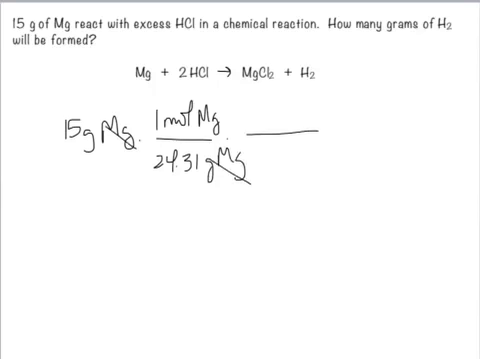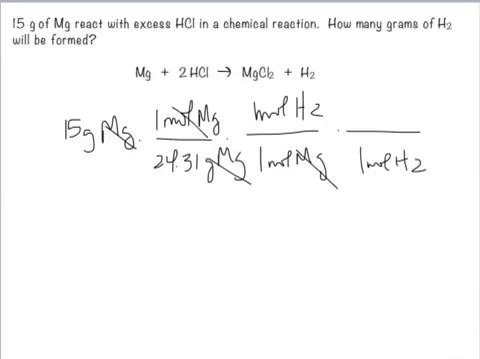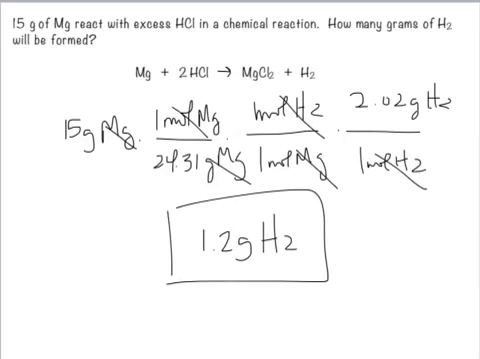Now, from the balanced formula, I know for every 1 mole of magnesium, there is 1 mole of hydrogen. However, it didn't ask for moles of hydrogen, it asked for grams. So I know for every 1 mole of hydrogen, it has a mass of 2.02 grams of hydrogen. Moles cancel. Multiply 15 by 2.02 divided by 24.3, and your answer, 1.2 grams of hydrogen.